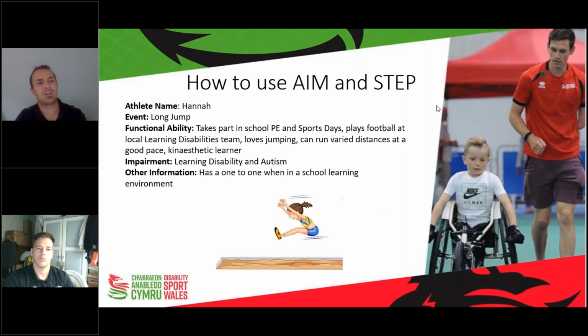So we come down, impairment: she's got a learning disability, so she's got an IQ of under 75 and has autism as well. We haven't got in-depth details on autism, so that'd be something we'd have to find out from Hannah and her family. Other information: Hannah has a one-to-one in school, so when in a school learning environment, but she also goes to a mainstream school.